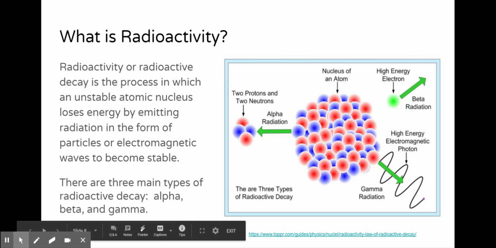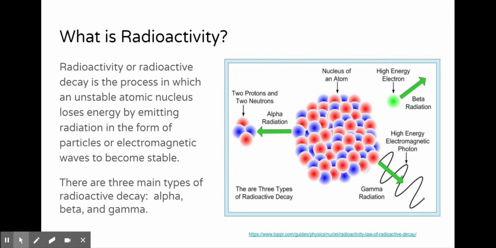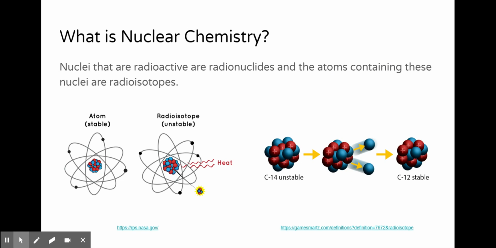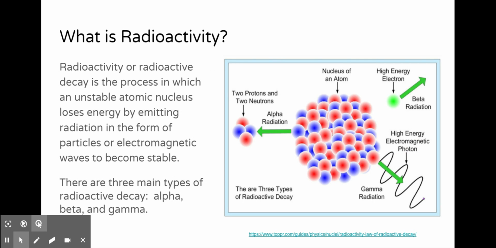So what is radioactivity or radioactive decay? It's the process in which an unstable atomic nucleus loses energy by emitting radiation in the form of a particle or a wave to become stable. There are 3 main types of radioactive decay: alpha particles, beta particles, and gamma waves.